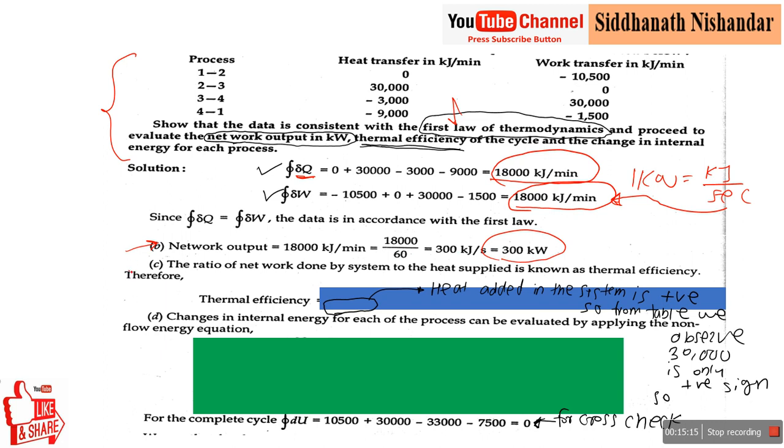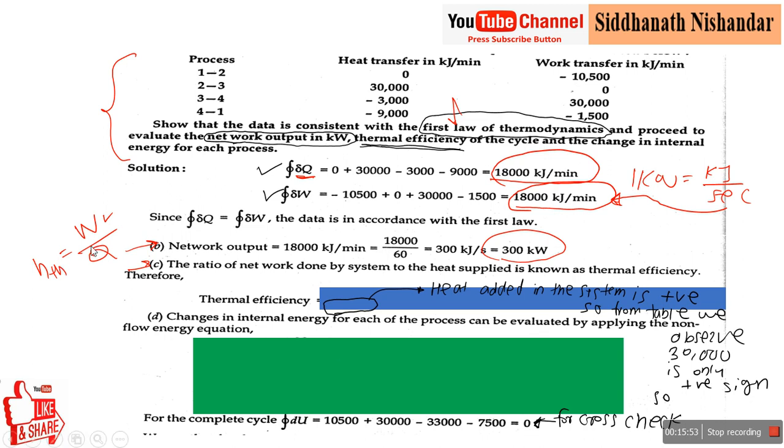Third, they ask for the thermal efficiency. The fundamental formula we studied is thermal efficiency equals net work output upon heat supplied. The net work output we know is 18,000 kilojoule per minute. But to calculate it, the heat added to the system, or heat supplied, is very important. It is not directly given, so we have to find it from the tabulated form.